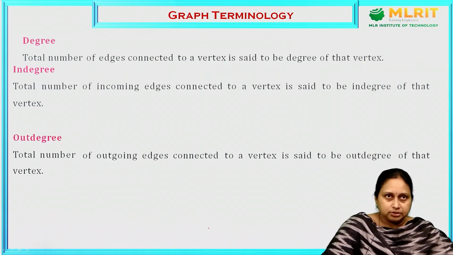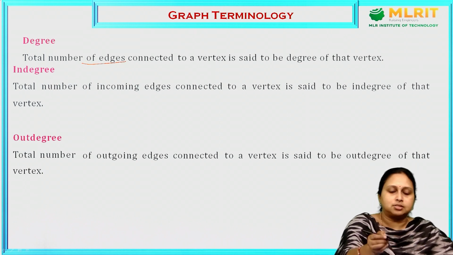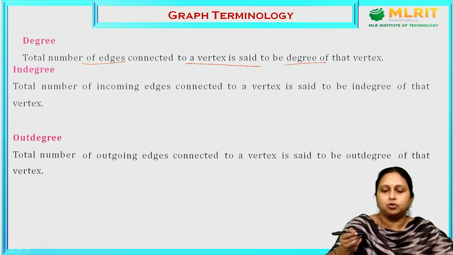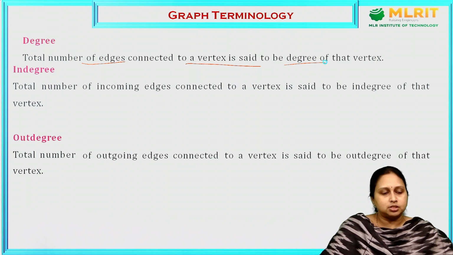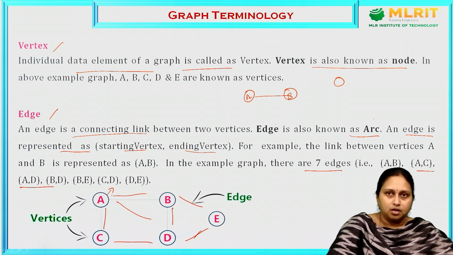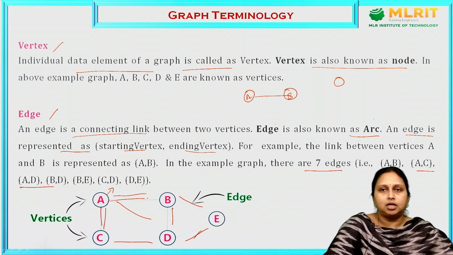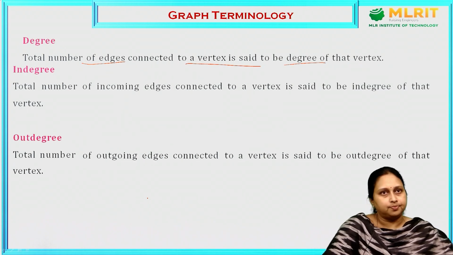And coming to the degree, when we represent a graph, we need to represent the degree of it. What is the degree here? The total number of edges connected to a vertex is said to be the degree of the vertex. If I want to find the degree of A in this example, how many edges are connected to A will tell you the degree. For A, you have 2 connections or 2 edges present, so the degree is 2. In that way we can find it for each and every vertex.